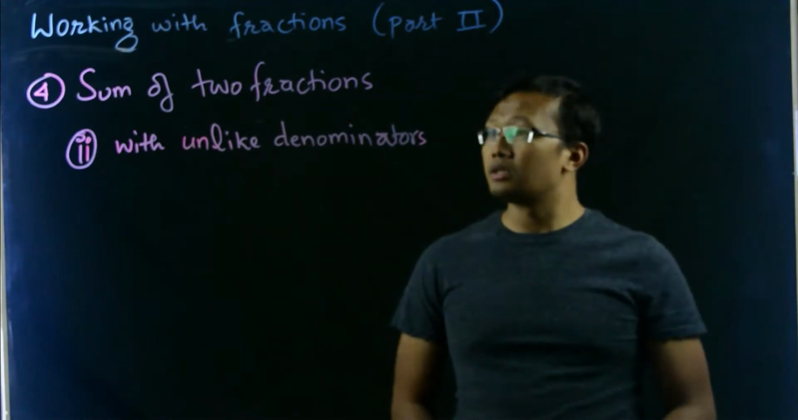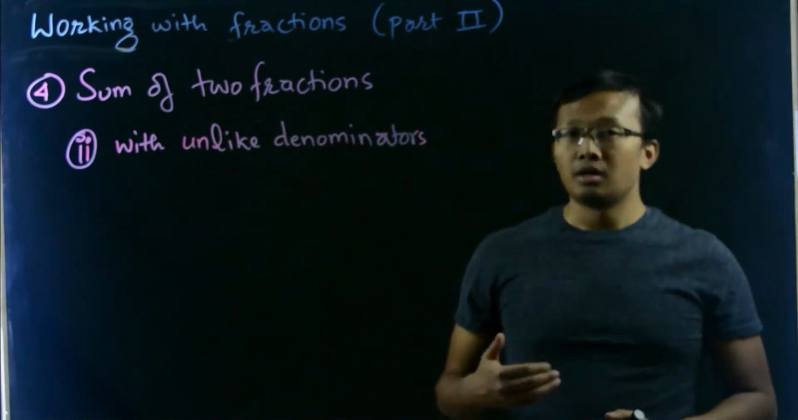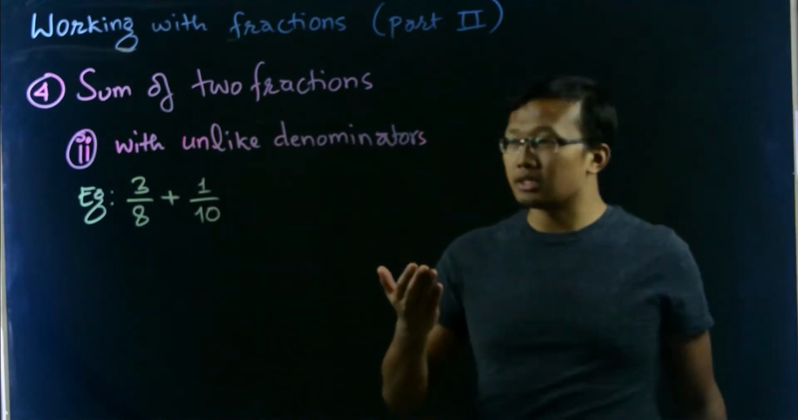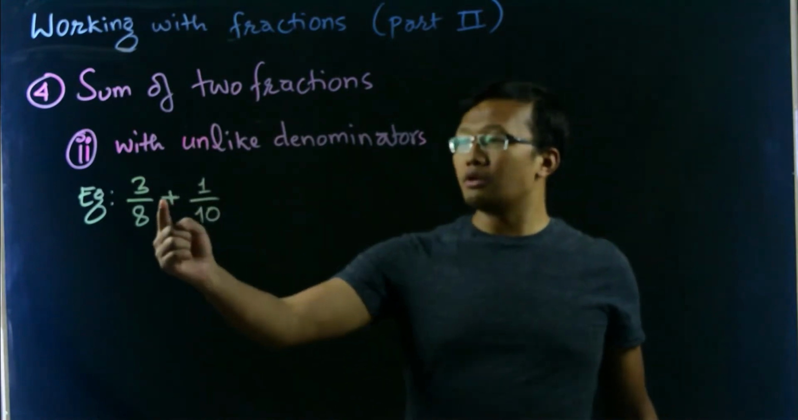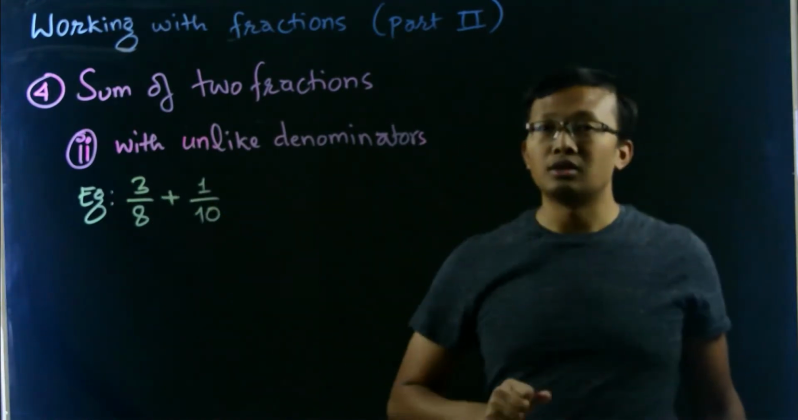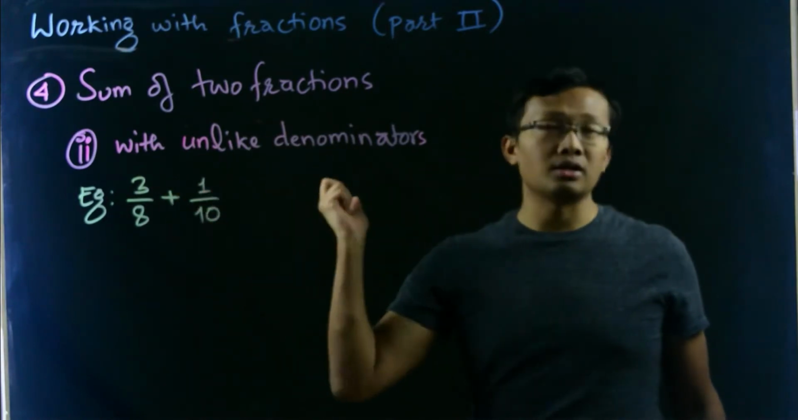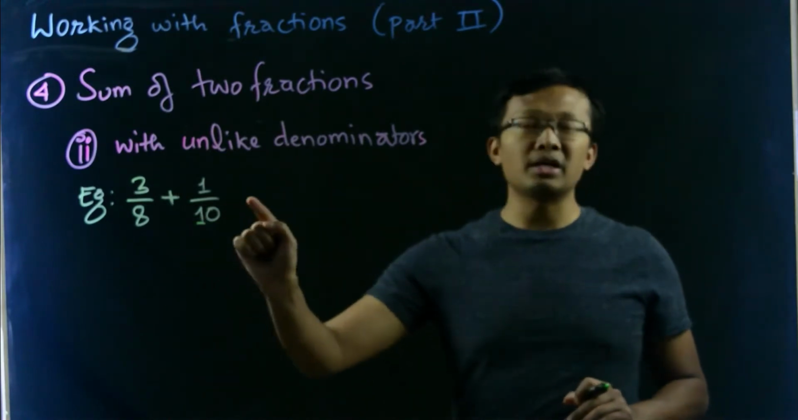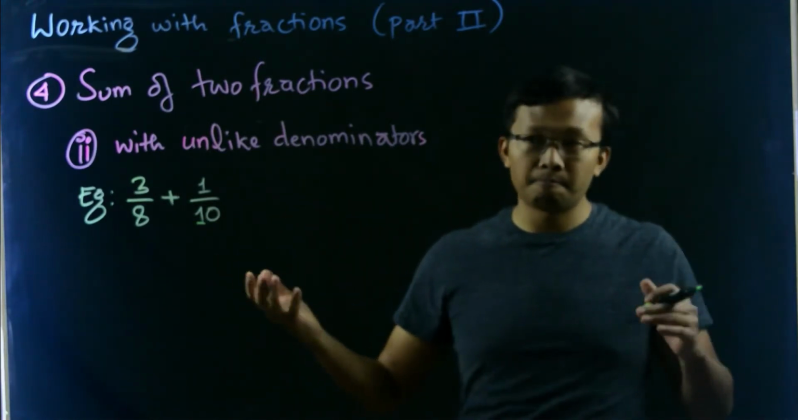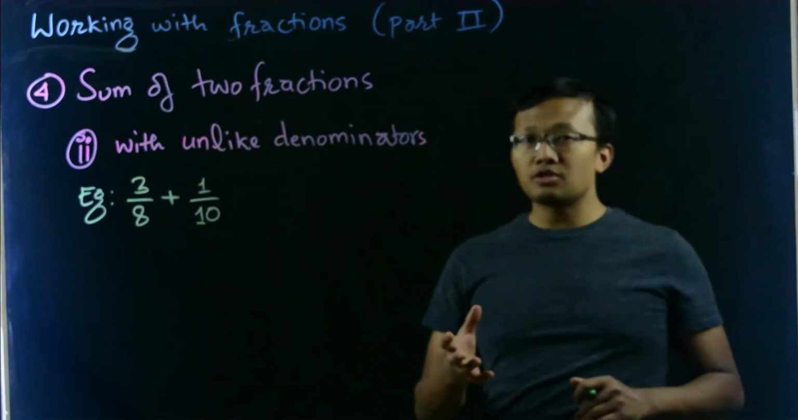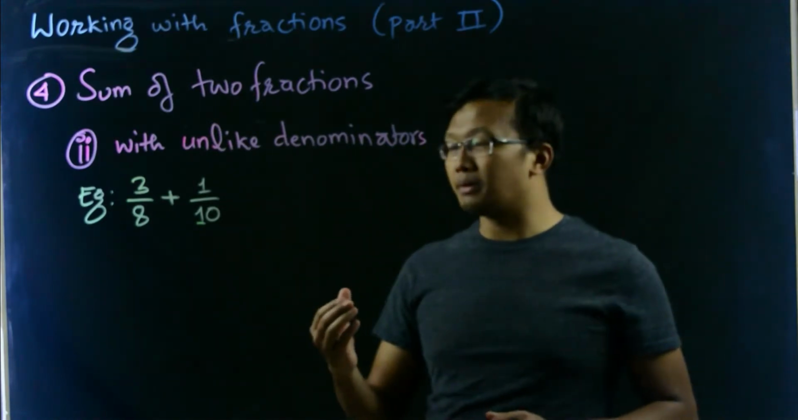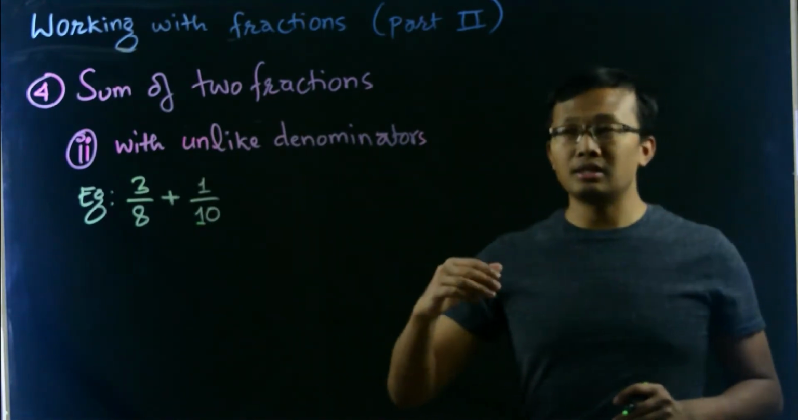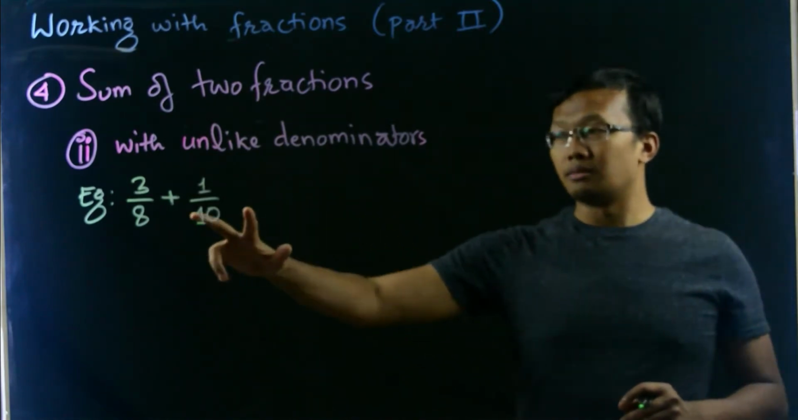The second one is about unlike denominators. Let's take an example: 3/8 plus 1/10. Warning, we can't add 3 and 1. For this, we will try to make the denominators of both fractions the same. For this purpose, let us try to figure out the least common multiple of both these denominators, and that will be the common denominator between both of these two fractions.